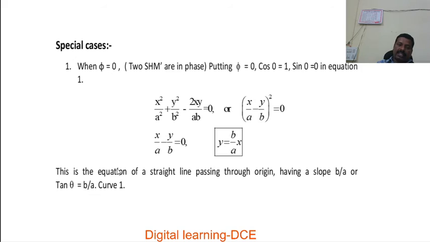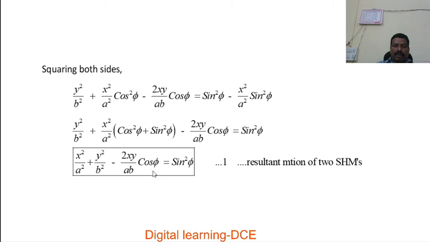For the first case, when φ is equal to 0, the two SHMs are in phase. Putting φ equal to 0, cos φ value is 1 and sin φ value is 0. In the previous expression, we get x squared by a squared plus y squared by b squared minus 2xy by ab equal to 0. Here we substitute cos φ equal to 1 and sin φ equal to 0.